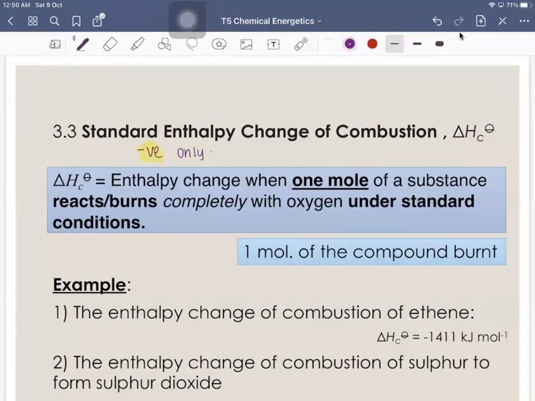The definition of enthalpy change of combustion is when 1 mole of a substance or compound is burnt completely with oxygen under standard conditions. So anything that reacts with oxygen in 1 mole is considered combustion. Again, under standard conditions, because you see the Plimsoll symbol.